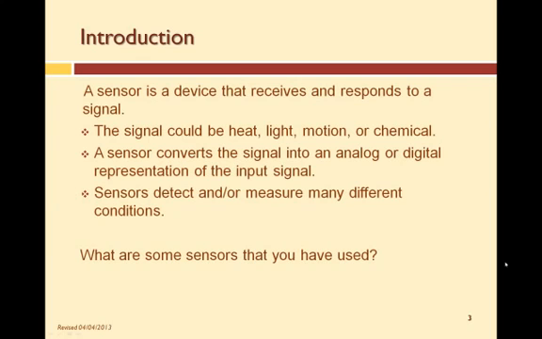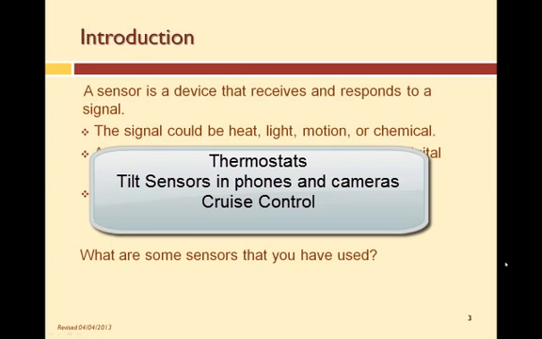What are some sensors that you are familiar with or that you use daily? How about thermostats, tilt sensors in your phones and cameras, and even cruise control? All of these are sensors.